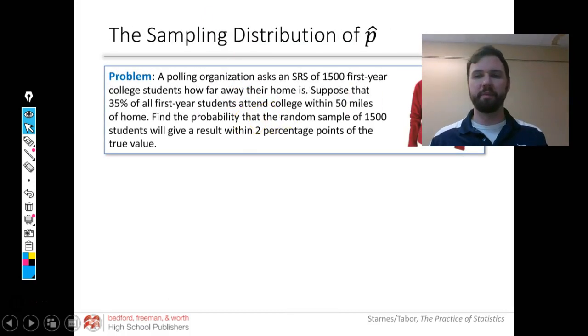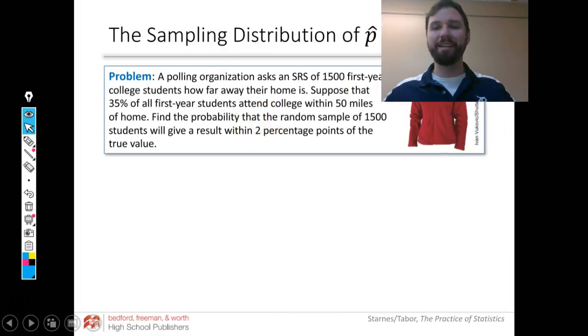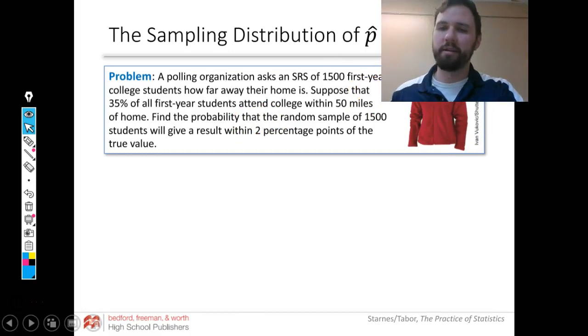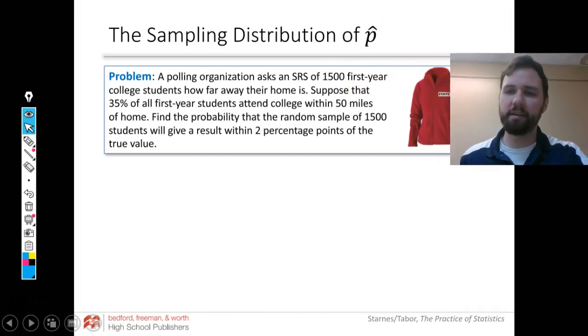Let's see an example. I'm going to wear this sweater. Look at it, I'm wearing a red sweater. Oh my gosh. What an asinine fool I am.